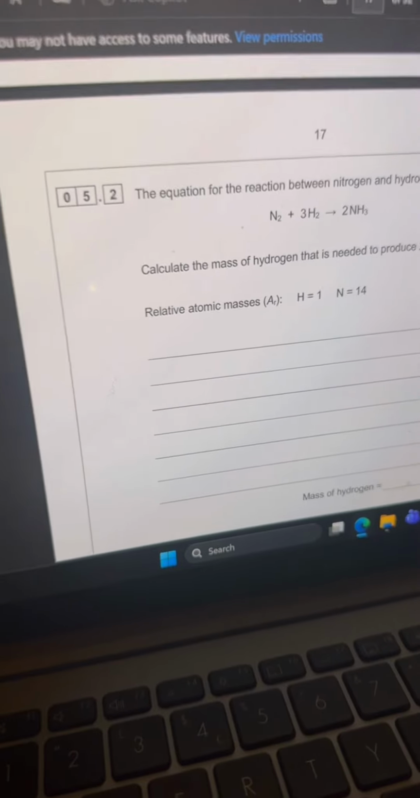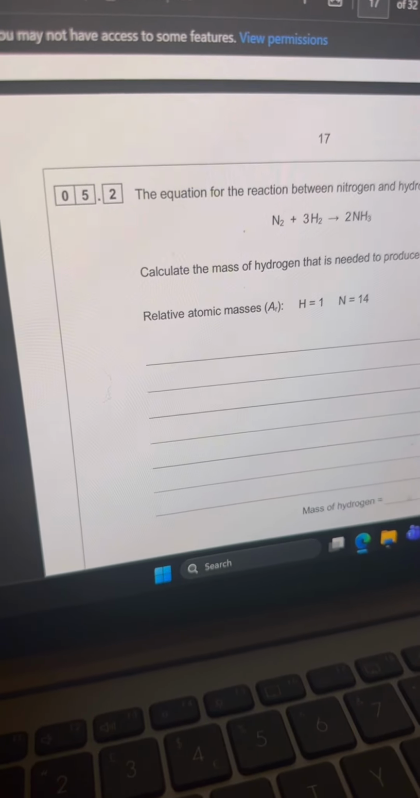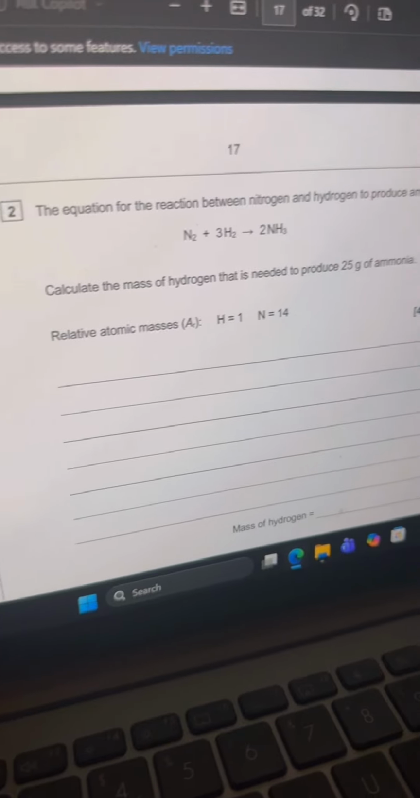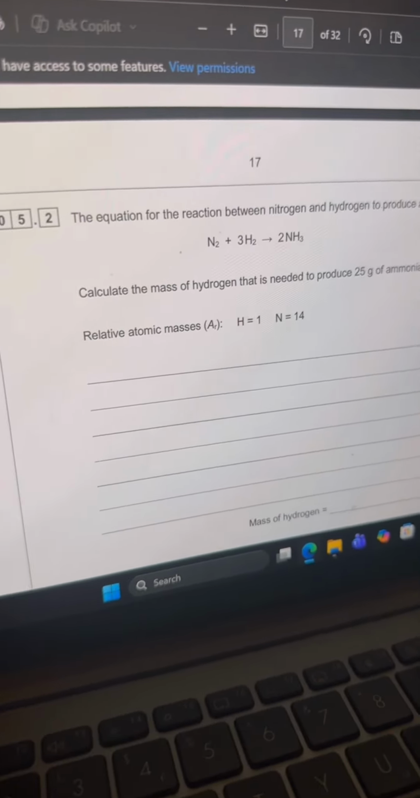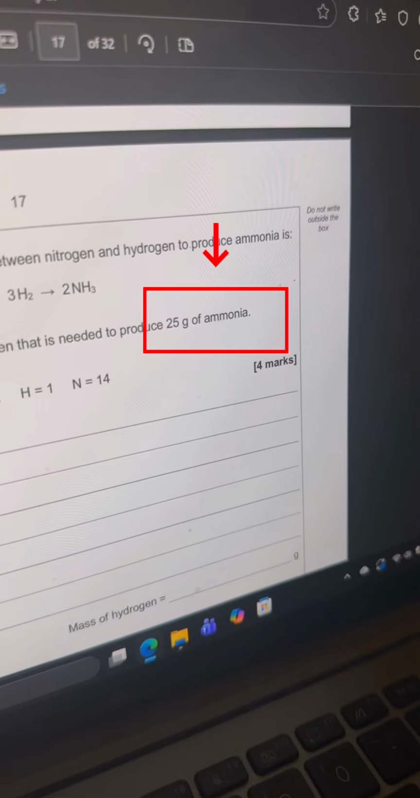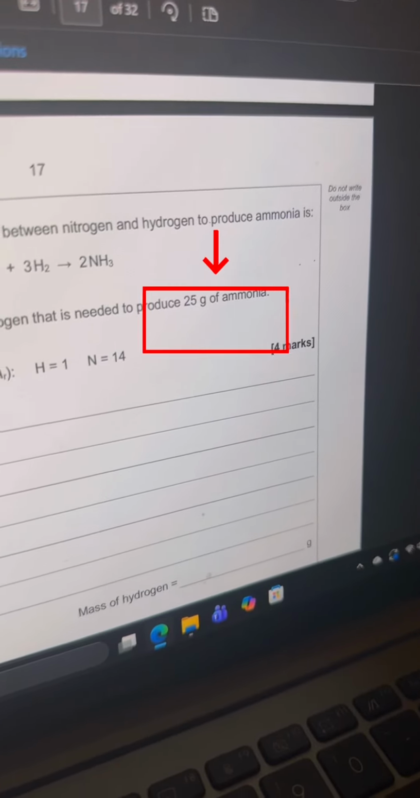The equation for the reaction between nitrogen and hydrogen to produce ammonia is below. Calculate the mass of hydrogen that is needed to produce 25 grams of ammonia. The first thing we do is work out the number of moles of the element or compound that we have the mass for. And we have the mass for ammonia, which is going to be 25 grams.